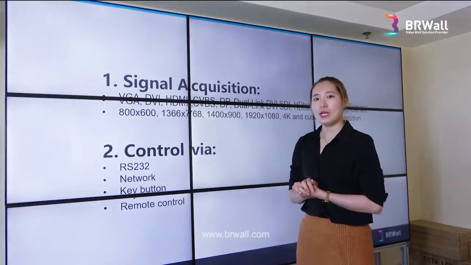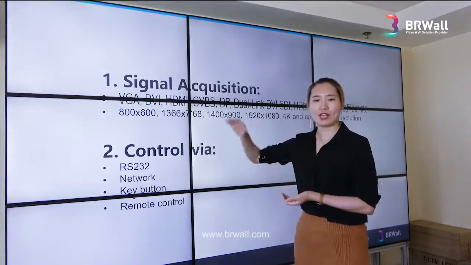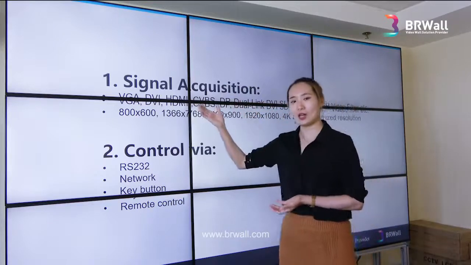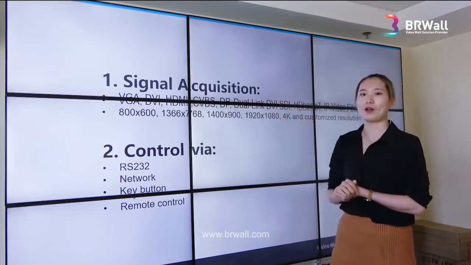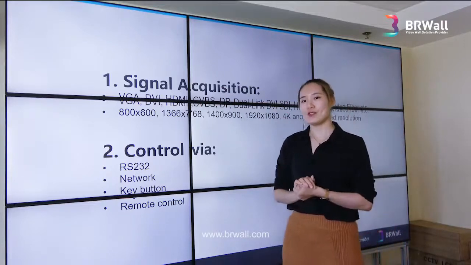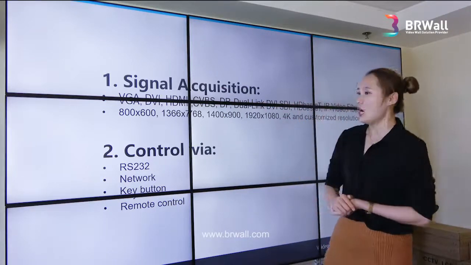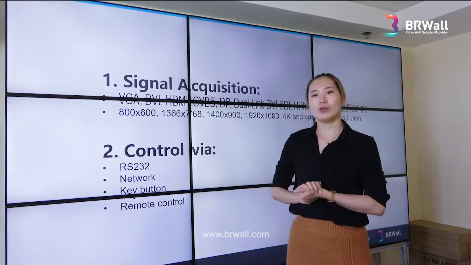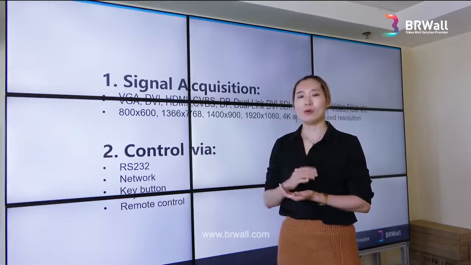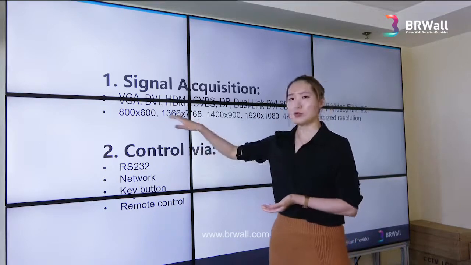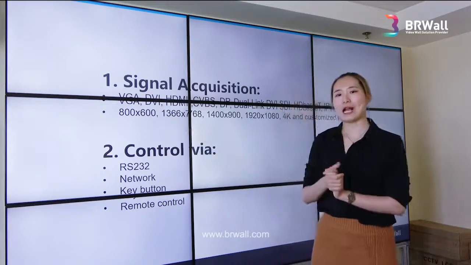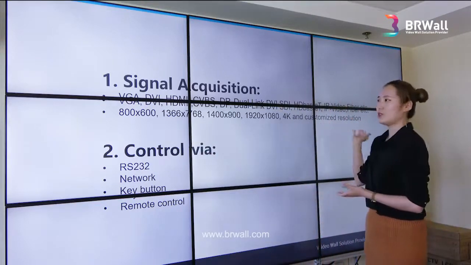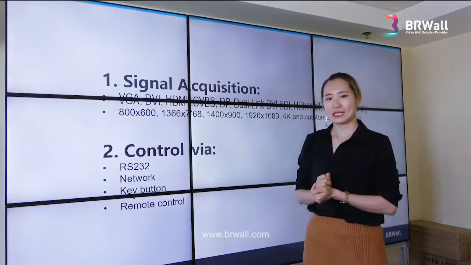Signal acquisition: the normal signal acquisition like HDMI, VGA, DVI, DP, CVBS. It can also have an IP input card, DP, dual-link DVI, and 4K input. If you have a long distance, we also have fiber, single mode fiber and multiple mode fiber. The resolution we can support is from 800 up to 1600 up to 4K. And the resolution can be customized.